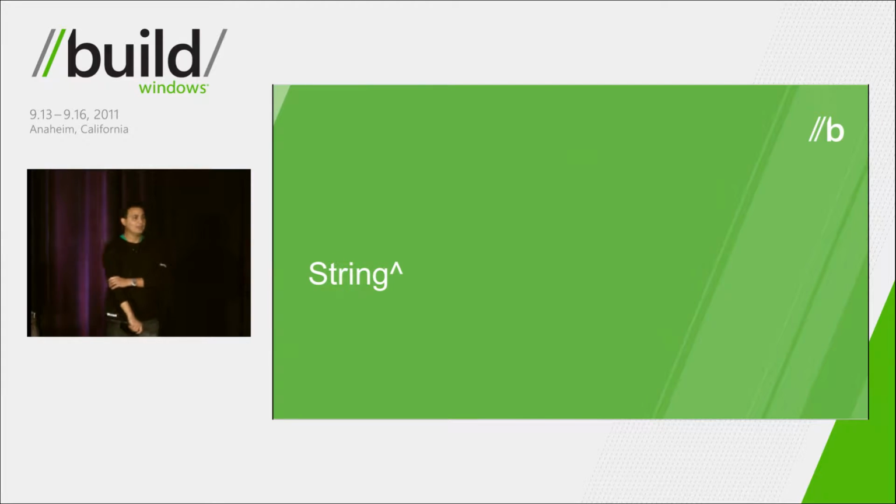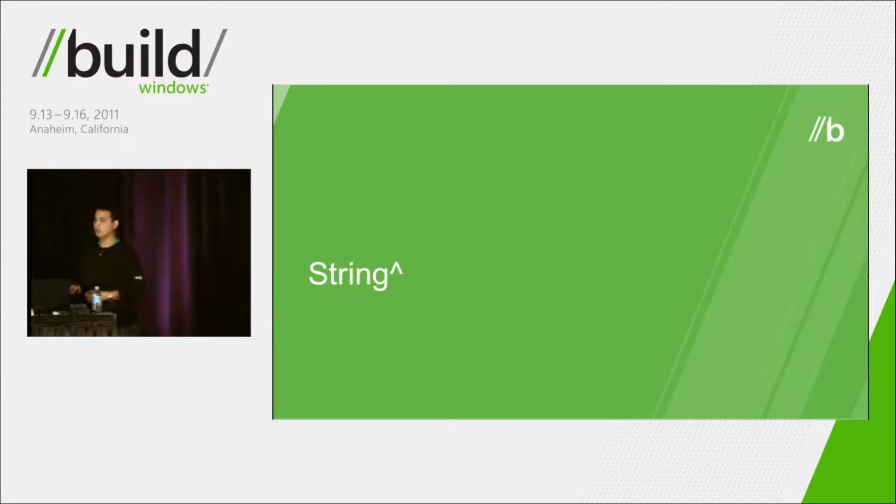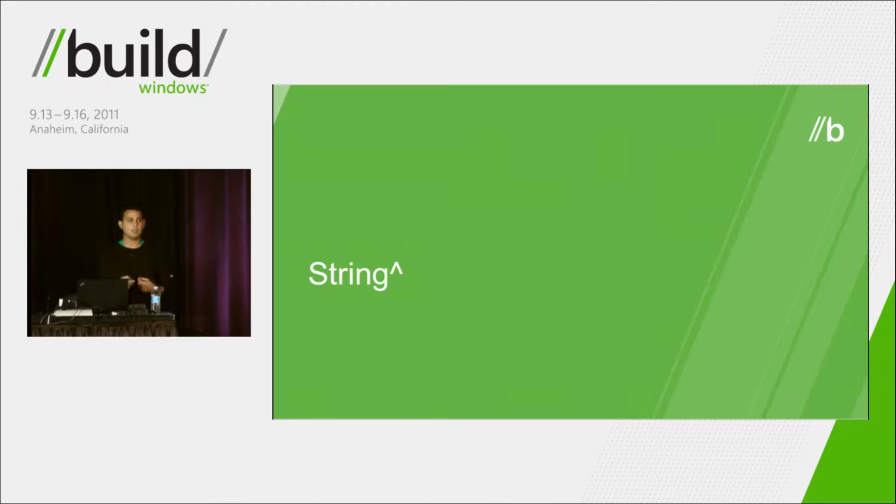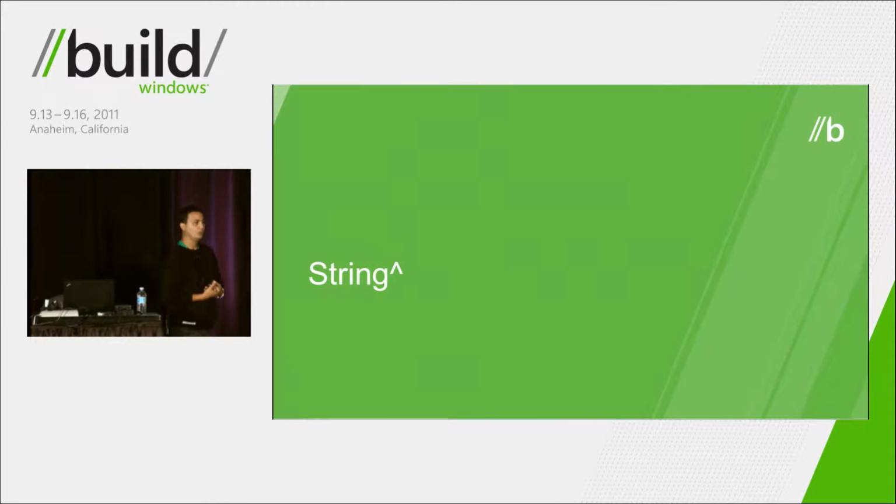All right, so that was the brief overview of what you need to know about that syntax, how to call a WinRT API, and how to pass types to it. So let's talk a little bit more about the type system. We introduced some new types.